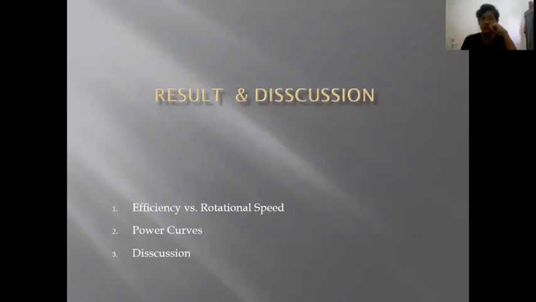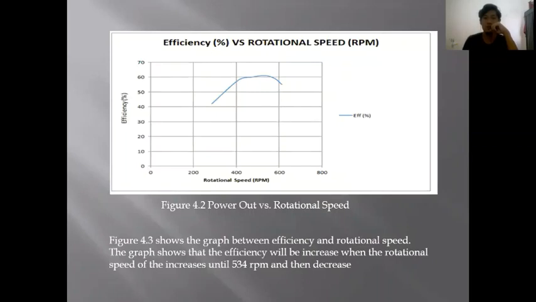Firstly, I'm going to talk about the efficiency versus rotational speed of the result. As you can see, this is figure 4.2, which shows the graph between efficiency and rotational speed. The graph shows that the efficiency will increase when the rotational speed increases until around 530 rpm and above, and then it will decrease.